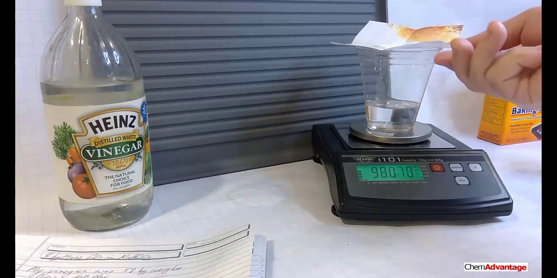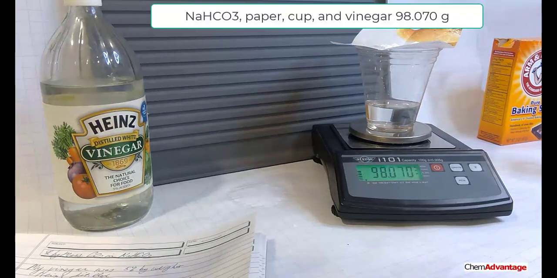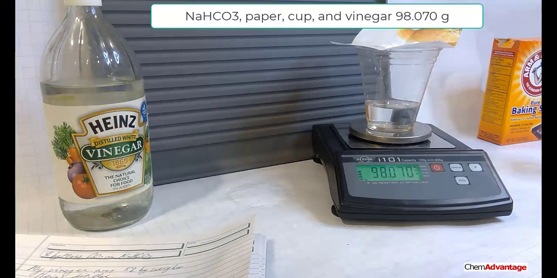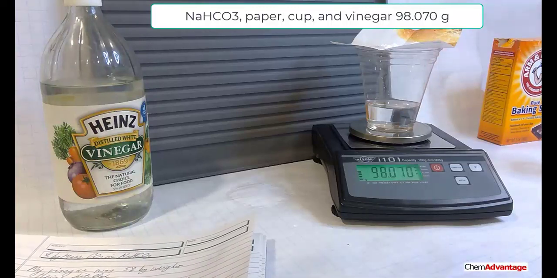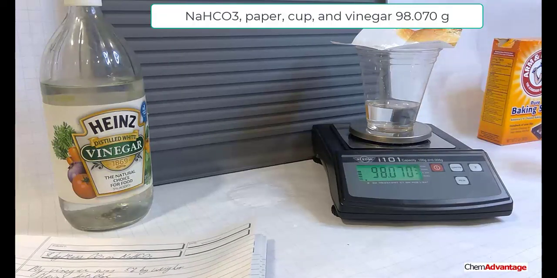Baking soda, the paper, the cup, the vinegar weighs a goodly amount. 98.070. And that last value is sort of iffy because I don't have a draft shield around it, but I'll write it down anyway. It's there, and I'm not going to lie, that's what the value is. So this is what everything weighs before the reaction occurs.